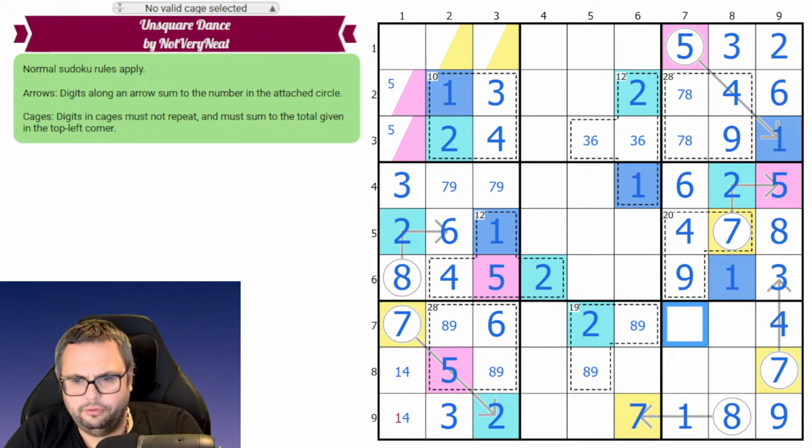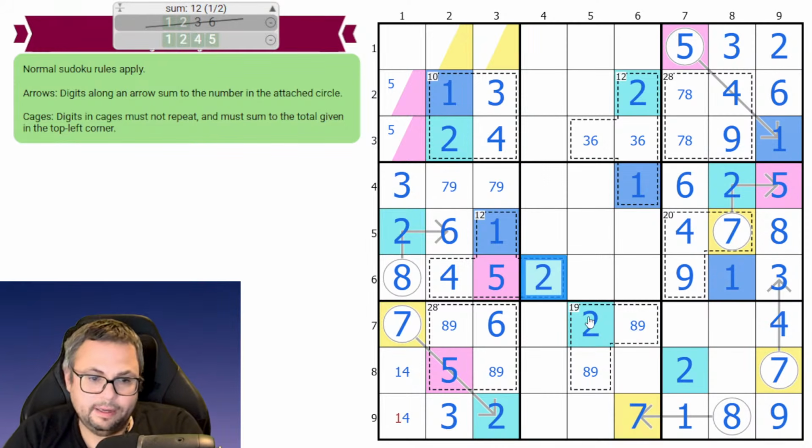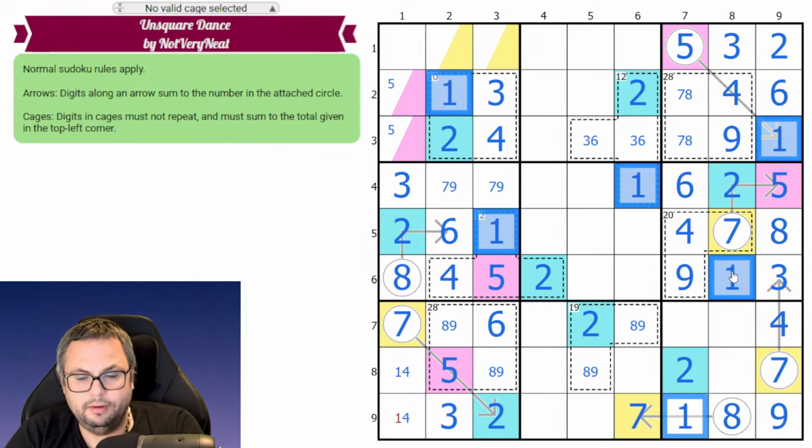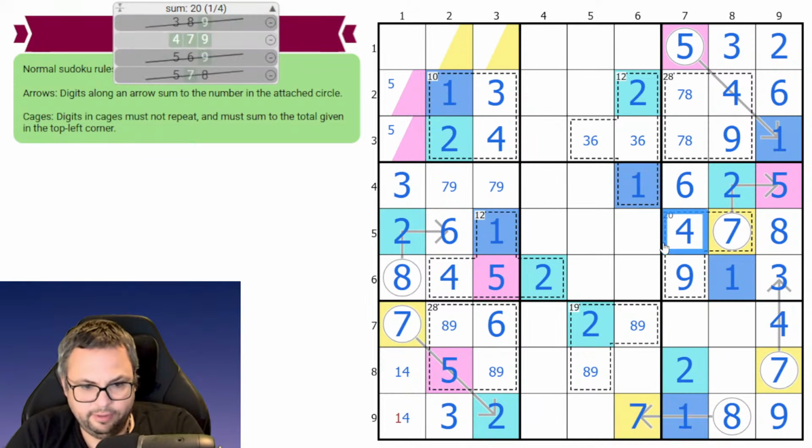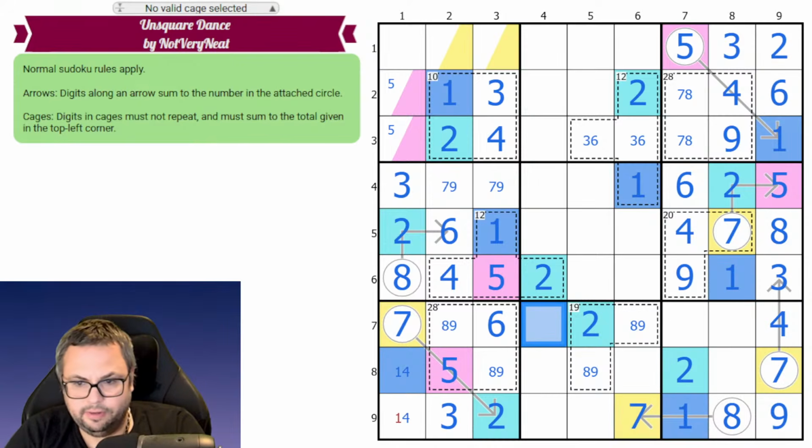Okay, I think we've got all the 2s in the grid now. Oh no, we don't have all the 2s in the grid. This is a 2. There we go. Now we've got all the 2s in the grid. What about 1s? We don't quite have all the 1s in the grid. This one doesn't even have a color yet. Shameful. That one also gets a color, so this one also gets a color.